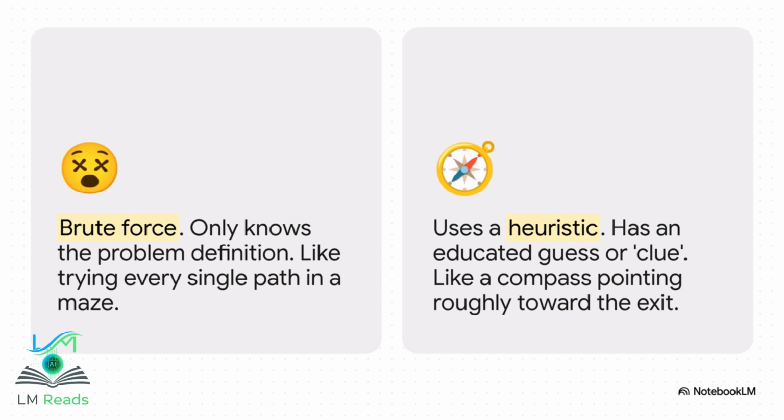But informed search, it has a heuristic. Think of it like a clue or a compass that's generally pointing toward the exit. It doesn't know the exact path, but it has a smart guess that helps it prioritize which paths to check first, saving a massive amount of time.